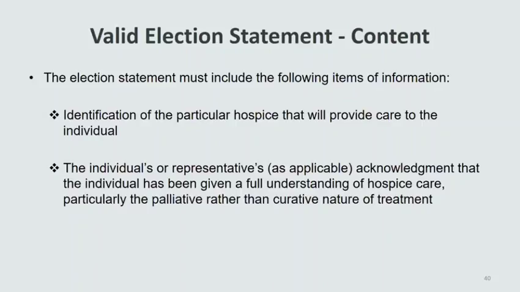So the content of the election statement, it has to include the following information: the name of the hospice that's going to provide care to the patient. That's oftentimes missing because I've seen purchased election statements and then the hospice doesn't add their logo and their name on there. Or there's a blank. I've actually seen purchased election statements where it says, I elect hospice care from, and there's a blank line, and the hospice hasn't filled it in. Make sure that your name is on there.